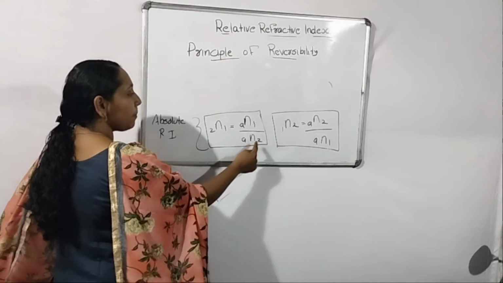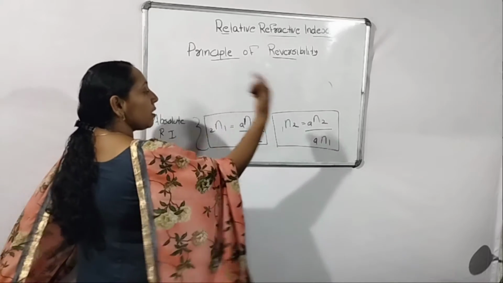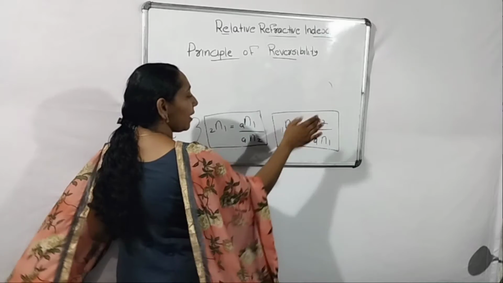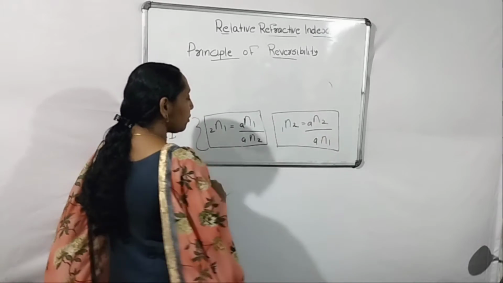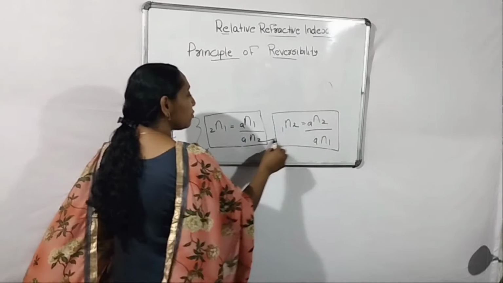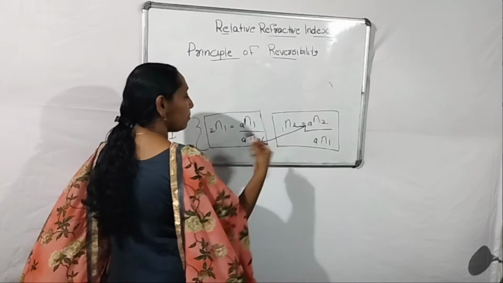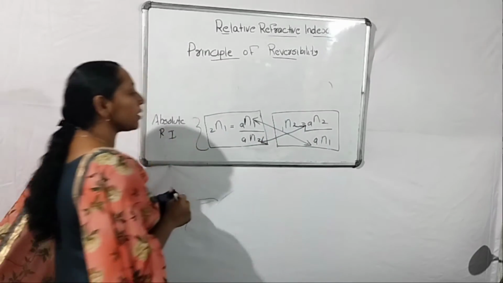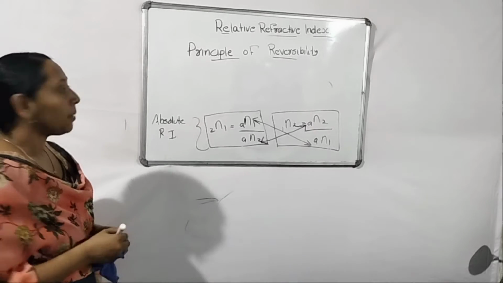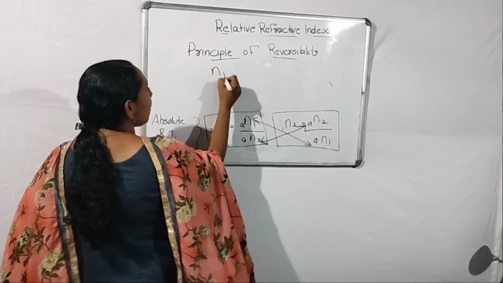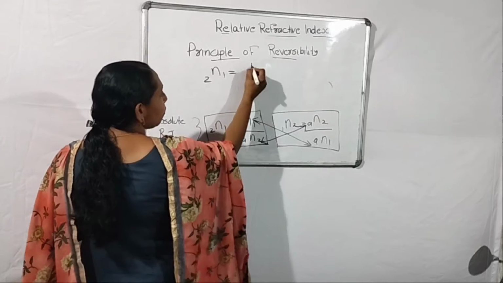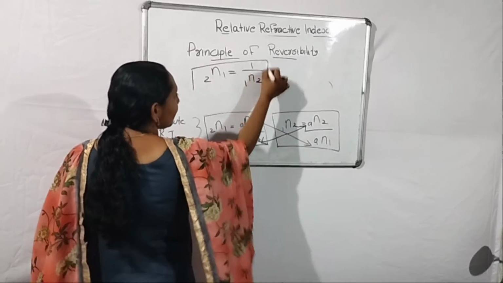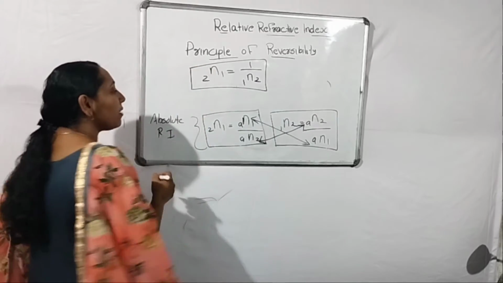N1A divided by N2A. Next case, N21 means N2A divided by N1A. You can see the denominator of the first one and the numerator of the second one are the same, and the numerator of the first one and the denominator of the second one are the same. The meaning is that N12 equals 1 by N21. Am I right? Because both are just opposite.